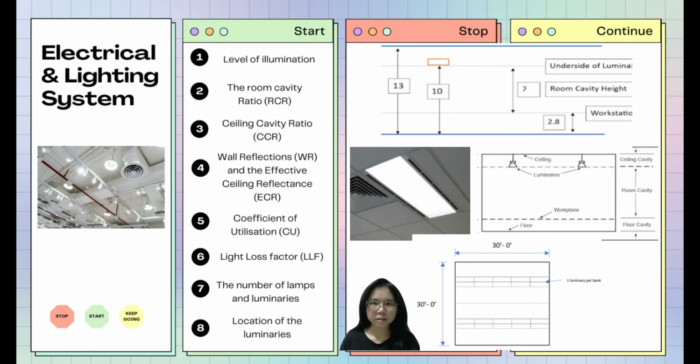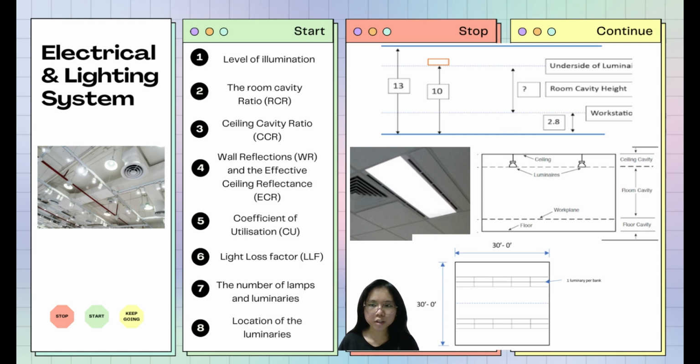Electrical and lighting system. In an electrical and lighting system, we have 8 steps to follow. First, the level of illumination. Second, the room cavity ratio, RCR, is used to evaluate how well a lighting fixture performs in a room. The RCR we calculate is 2.4. Then, the ceiling cavity ratio, CCR, is 1. Then, wall reflection and effective ceiling reflectance. We use white paint for the base ceiling while medium color paint for the wall. So we can get the ECR is 67%.